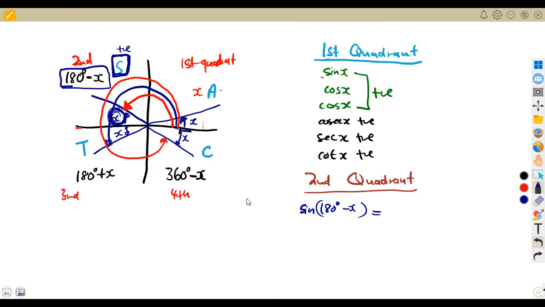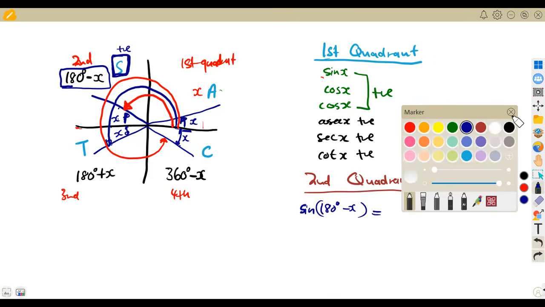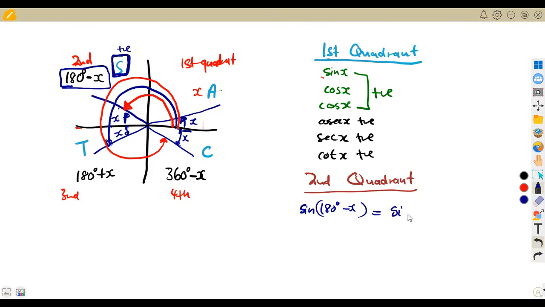Now we are reducing this to sine x, but it is going to carry a positive. So this is going to be equivalent to positive sine x. Why positive sine x? Because this is the quadrant for sine. Sine is positive in this quadrant.